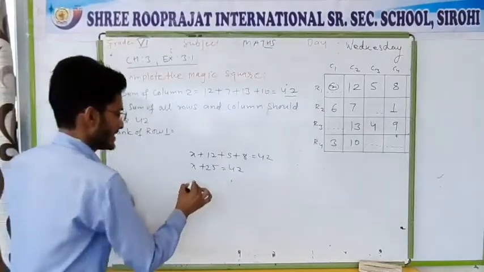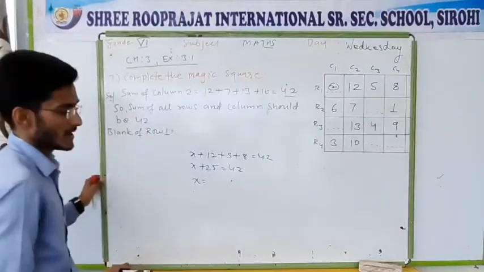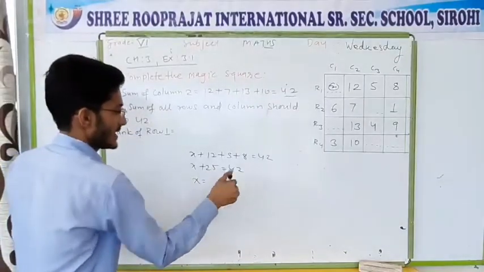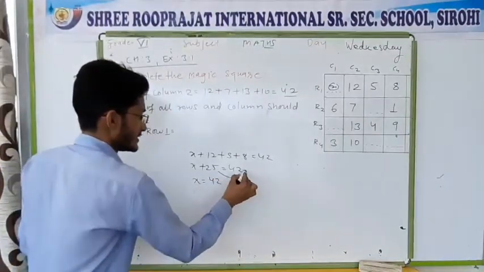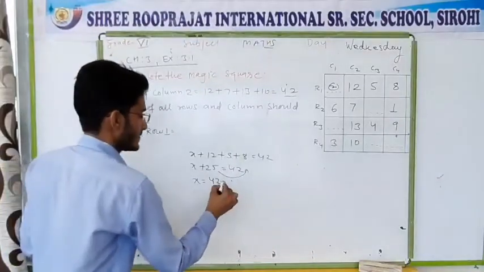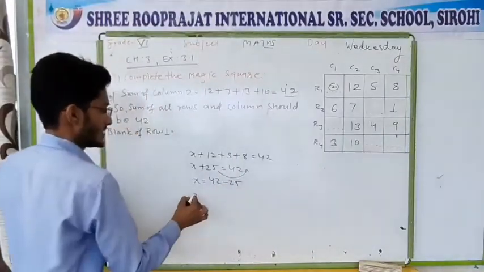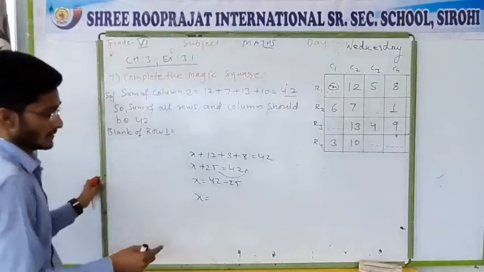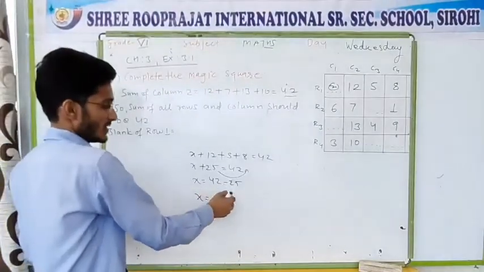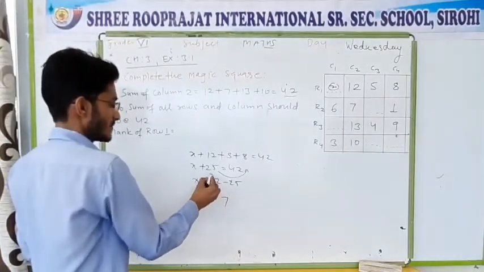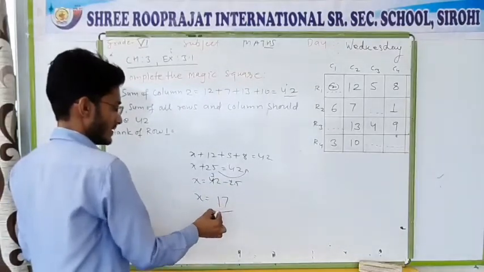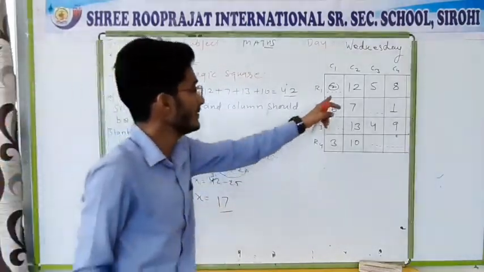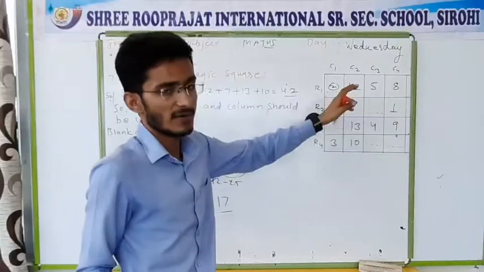Now we need the value of x. That means we have to transpose 25 from the left hand side to the right hand side. That means 42 is positive, on that side it will be negative. That means subtract. So x is equal to 42 minus 25, 12 minus 5, 7, and it will be the number 3. 3 minus 2, it will be 1. So that means in place of x it will be 17.